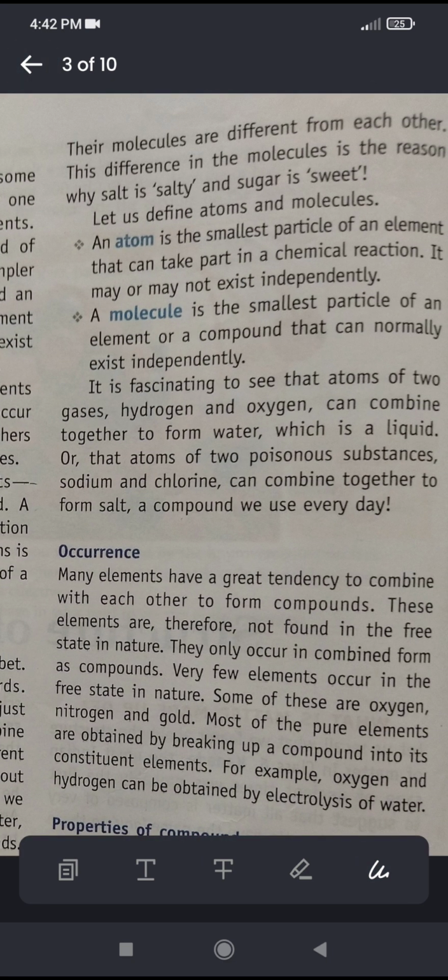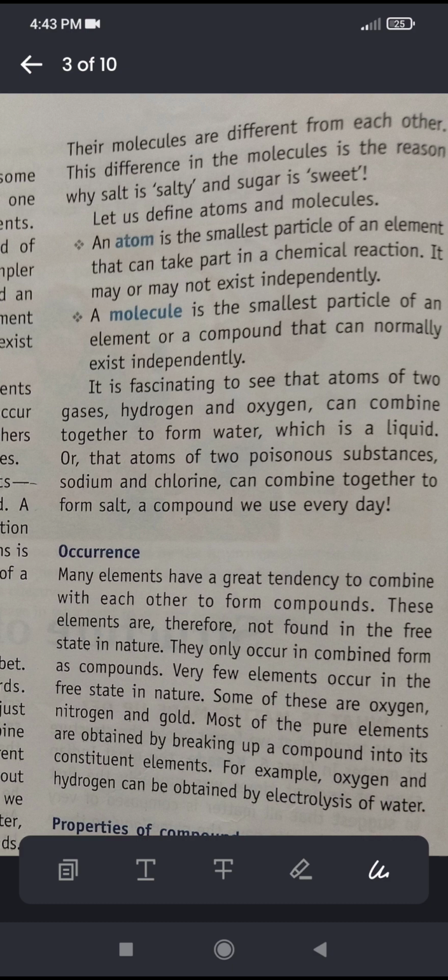It is fascinating to see that atoms of two gases like hydrogen and oxygen can combine together to form water, which is a liquid. Hydrogen is a gas, like air, and oxygen is also a gas. If we join them, they make a liquid. What is it? Water. Two gases are joined together and form a liquid.